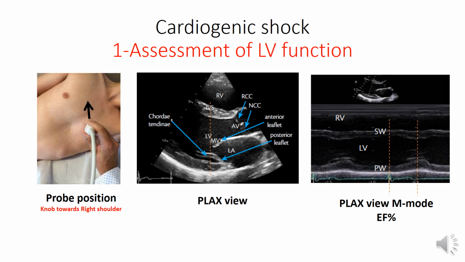Simply, how to assess the left ventricular function. At this view, which is the parasternal long axis view, we put the probe in the third space with the knob directed towards the patient's right shoulder. We get this view: left atrium, mitral valve, left ventricle, aortic valve, and aorta. Here is our right ventricle. When we press on the M-mode or the cut section button and get aligned with the tip of the mitral valve, perpendicular on the septal and posterior wall, we get this view.